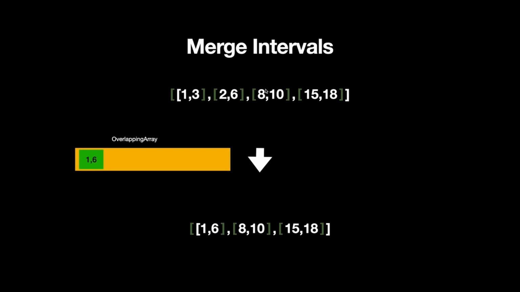Now the loop will go to 8 and 10. It will compare: 6 is less than 8. It is valid, it's not overlapping. So we'll just insert this 8, 10 directly into our overlapping array. And then the next interval in the next loop will go to 15 and 18. 10 is less than 15, so it means it's not overlapping, and we will insert 15, 18 in this array. So we have our resulting array 1, 6, 8, 10 and 15, 18, which is a non-overlapping interval.